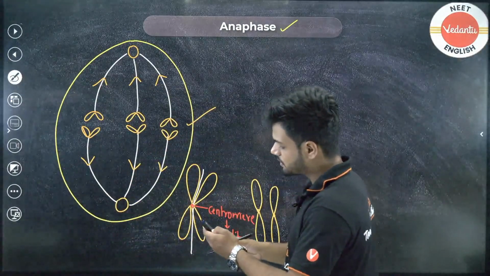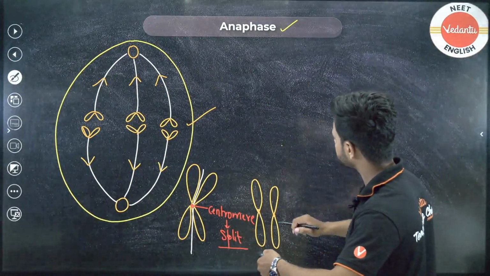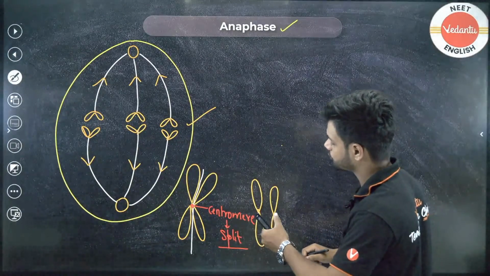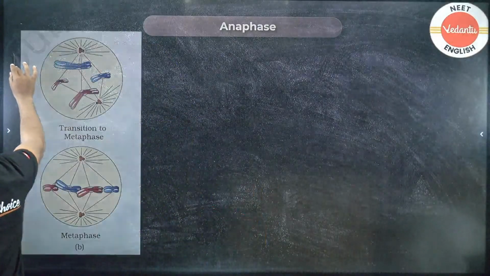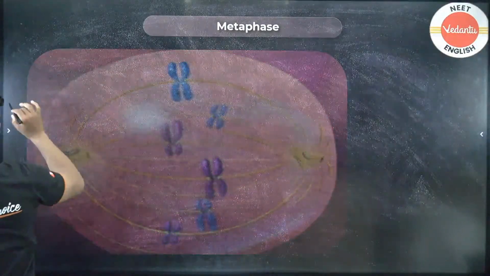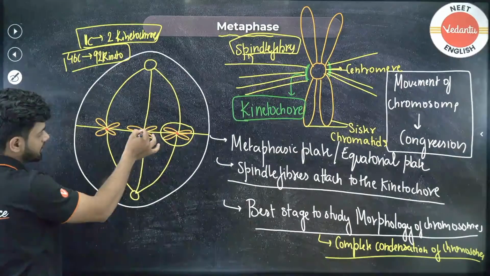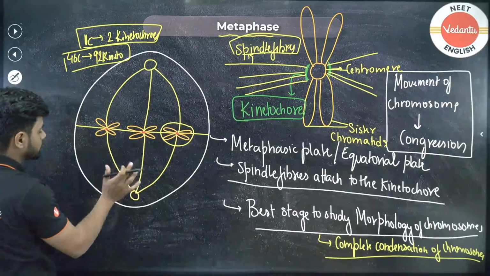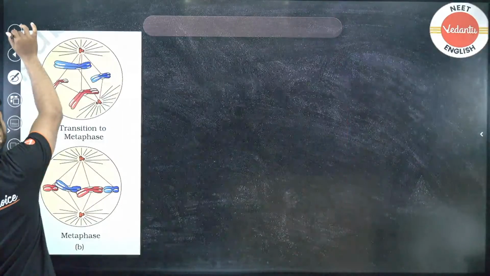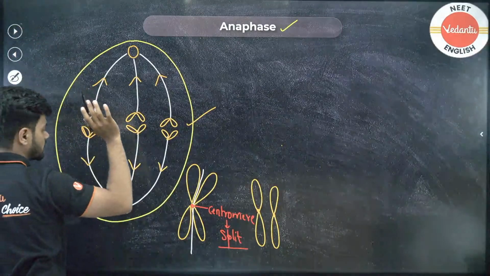In the previous metaphase we learned that it is not going back. Okay, I will change here. In metaphase we learned it was like this. Now this sister chromatid is moving this side, this sister chromatid is moving to the opposite pole. Opposite poles they are going.